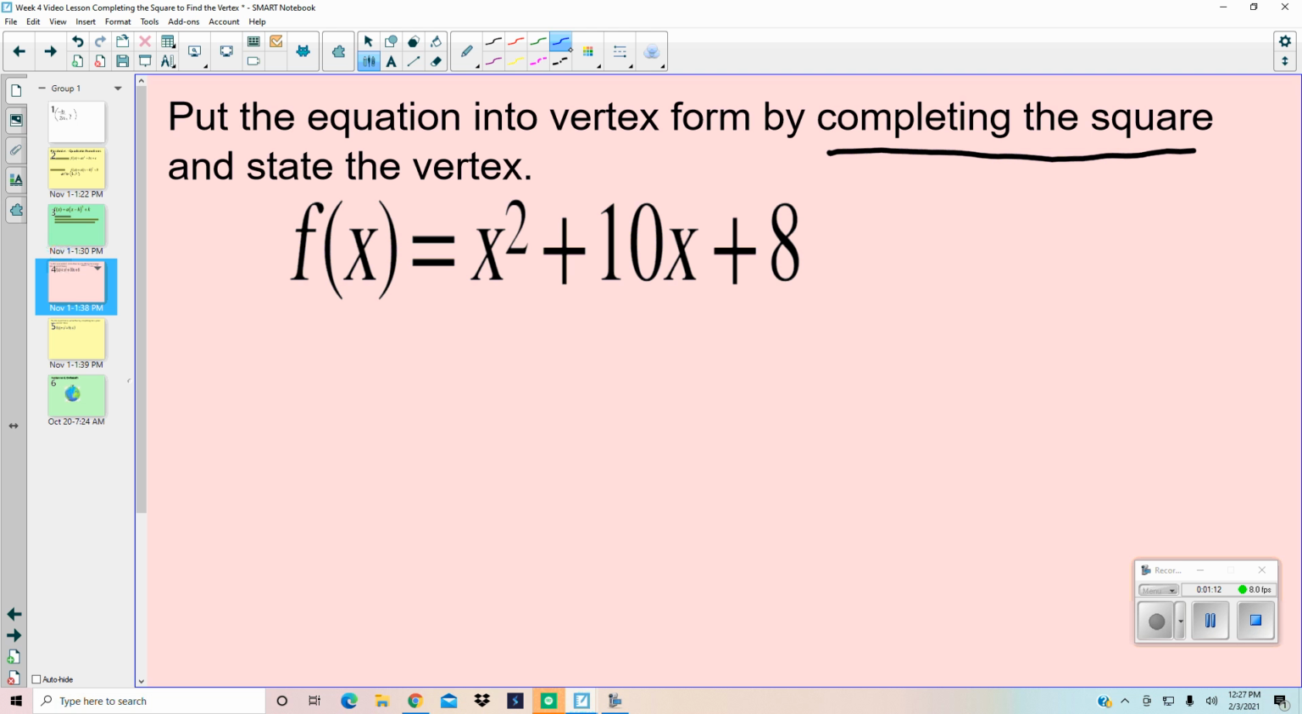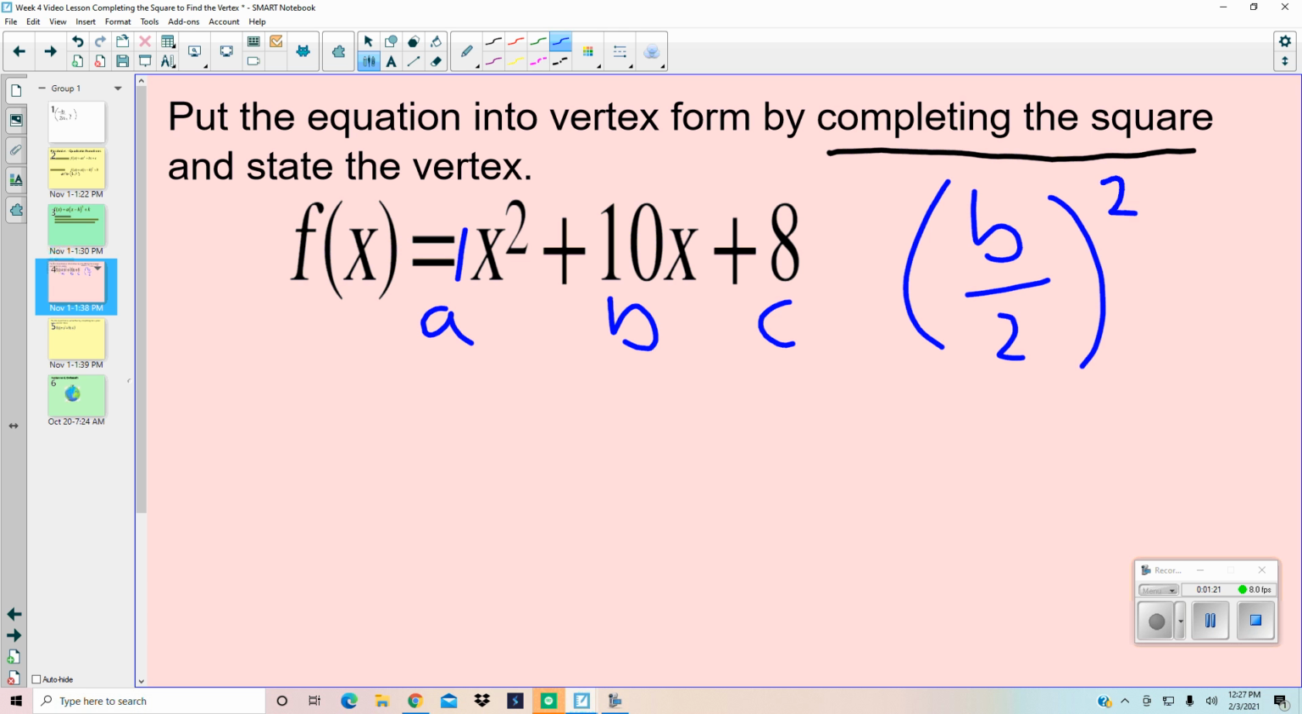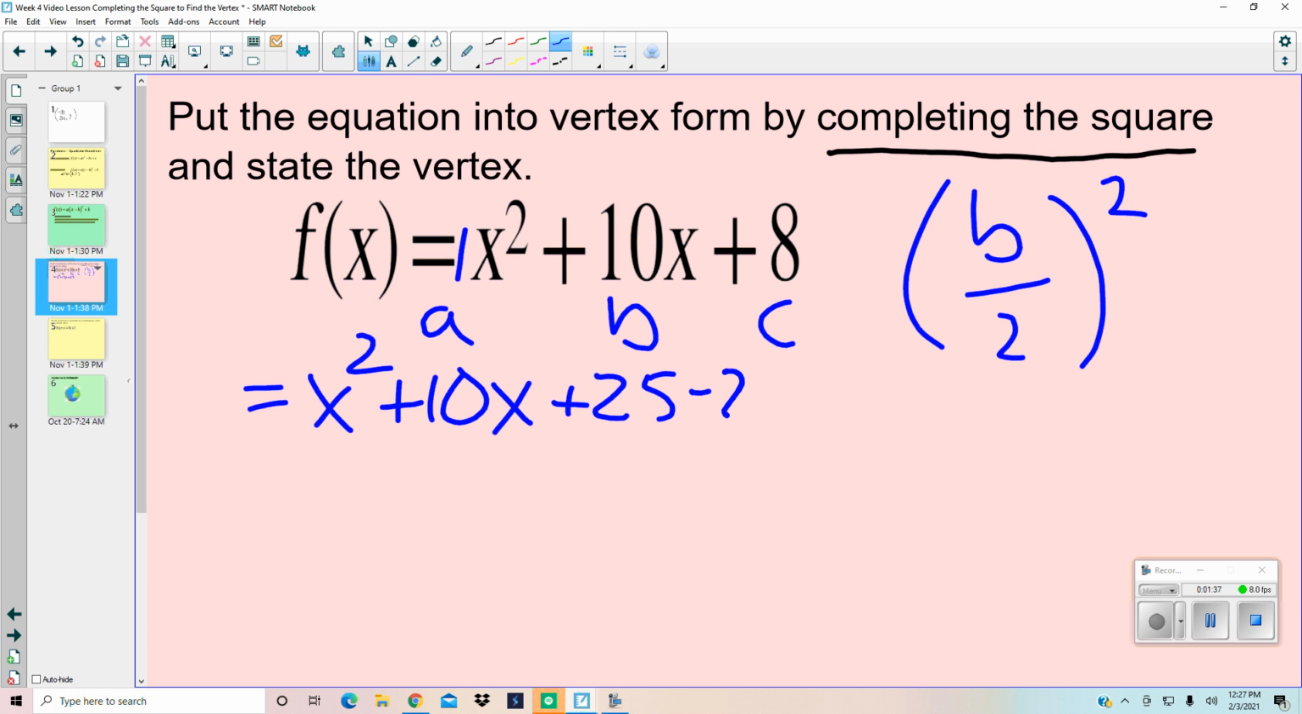So your first step is to take that b value. Remember, we have a, b, and c. You take b divided by 2 and square it. So the b value is 10. I'm going to rewrite this here. Keep the 10x. Then I'm going to take 10 divided by 2, which is 5, and square it, which is 25. So I would add 25, but then I'm going to take away 25 right away because I don't want to change the equation. So really, I'm just adding 0, and then put that plus 8 on the end.